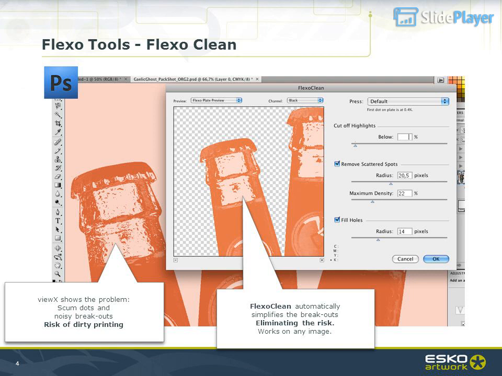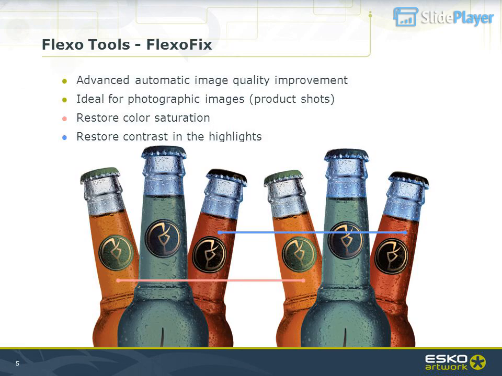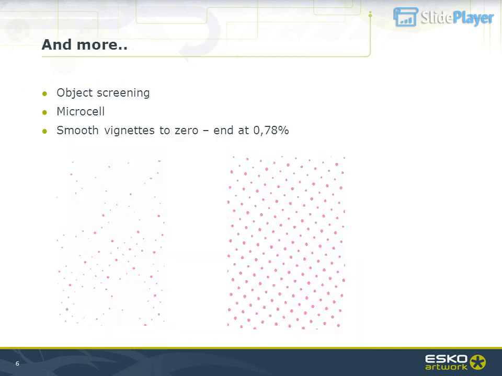Viewer shows the problem: scum dots and noisy breakouts, a risk of dirty printing. Flexo Clean automatically simplifies the breakouts, eliminating the risk. It works on any image. Flexo Fix is advanced automatic image quality improvement, ideal for photographic images and product shots. Restore color saturation, restore contrast in the highlights, and more.